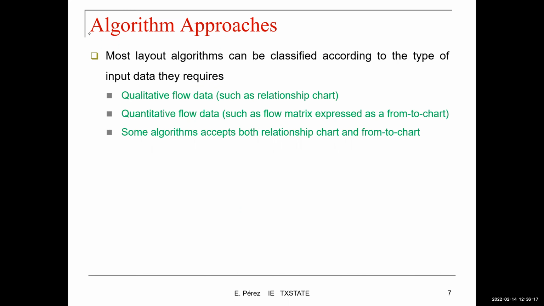And then we have different type of information that we can use as part of our decision process. So most layout algorithms can be classified according to the type of input data that they require. So we have qualitative flow data, quantitative flow data, and some algorithms will combine the use of both.